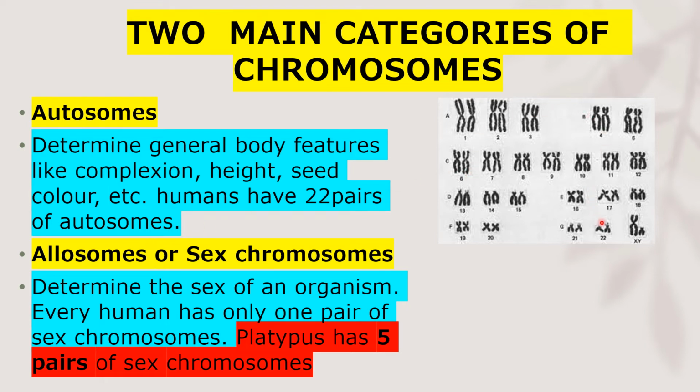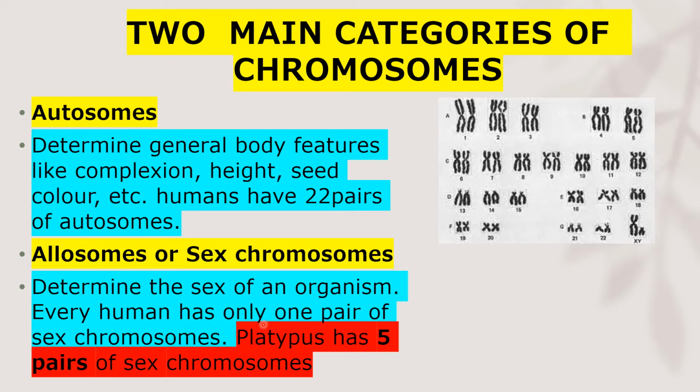This is a human karyotype. You can see here 22 pairs of chromosomes are autosomes in the case of human beings. Then another category of chromosomes, that is allosomes or sex chromosomes. These allosomes or sex chromosomes determine the sex of an organism.